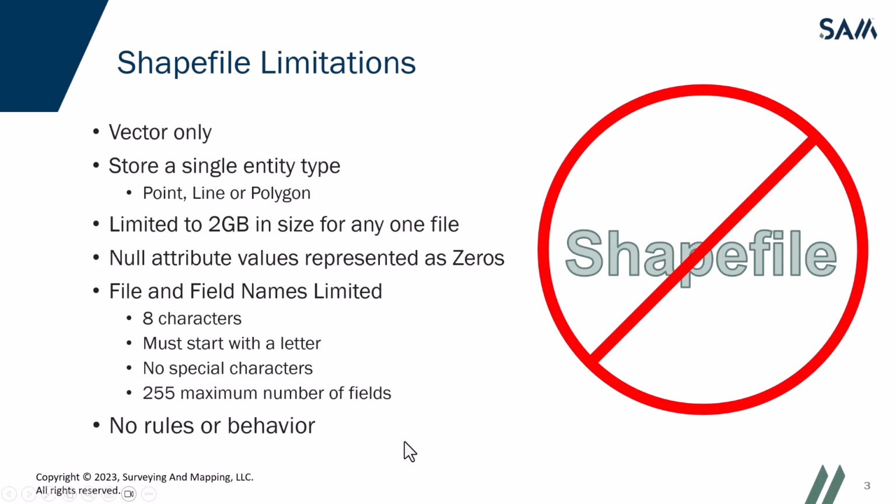So unlike other more modern GIS storage formats like Esri's GeoDatabase or even AutoCAD DWG files, those can store multiple entities, whether it's points, lines, or polygons, or in some cases even raster, in a single storage format. Shapefiles only store that single entity. It's either going to be a point shapefile, a line shapefile, or a polygon shapefile. So that's important to note.